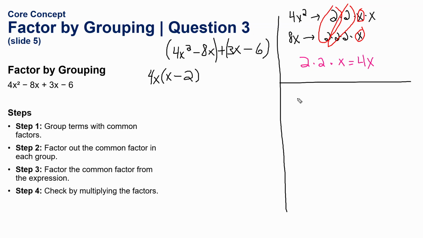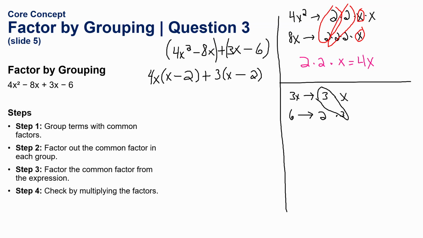Let's look at the next term then. We have 3x and we have 6. So 3x is simply just 3 times x, and 6 is going to be 2 times 3. So the only common term then that I have in both is our number 3. So that's what we're factoring out of the parentheses. So I put 3 on the outside. I would put x on the inside, right? 3 times x is 3x. And then 3 times 2 gives me 6.